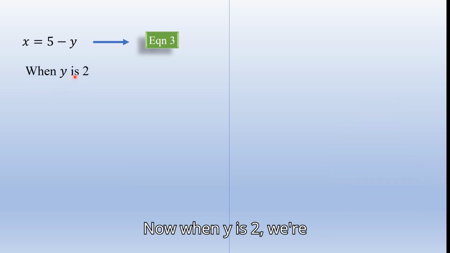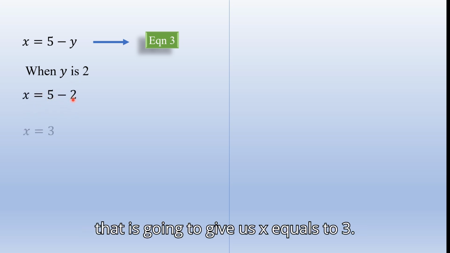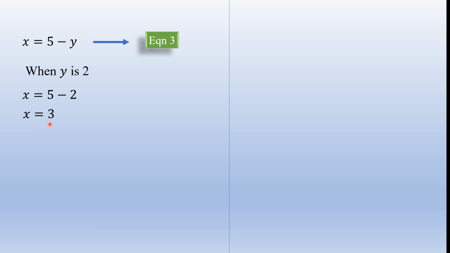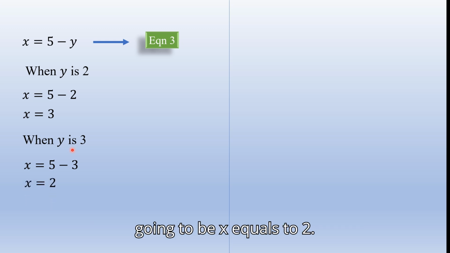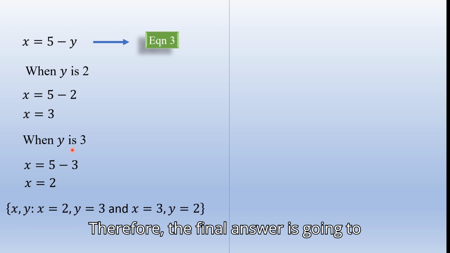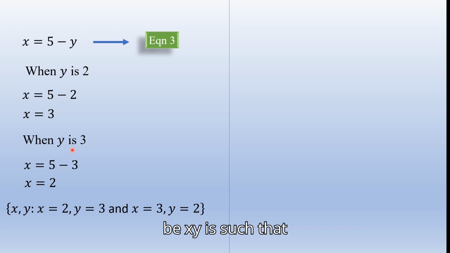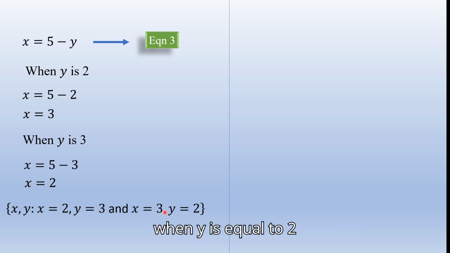Now when y is 2, we're going to have x equals 5 minus 2, and that is going to give us x equals 3. And when y is 3, we have x equals 5 minus 3, and that is going to be x equals 2. Therefore, the final answer is x equals 2 when y is equal to 3, and x is equal to 3 when y is equal to 2.